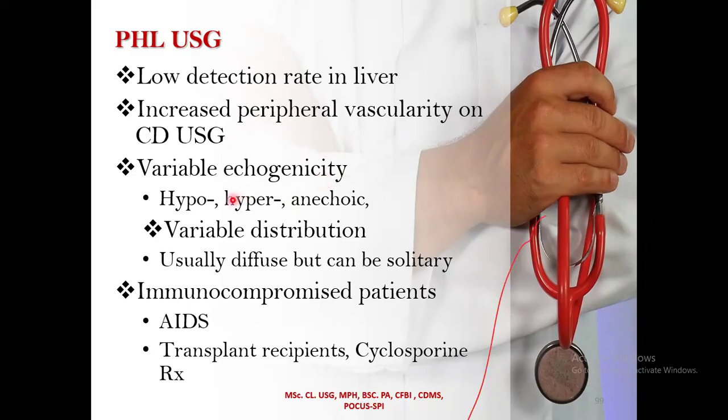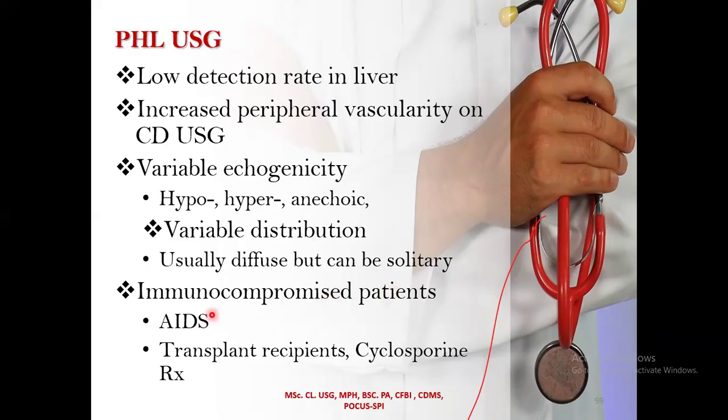Variable echogenicity: it can be hypo, hyper, or anechoic. Variable distributions: they are diffuse, like many of them. But sometimes you can see it as one. But remember, for lymphomas, they are always many, like always.